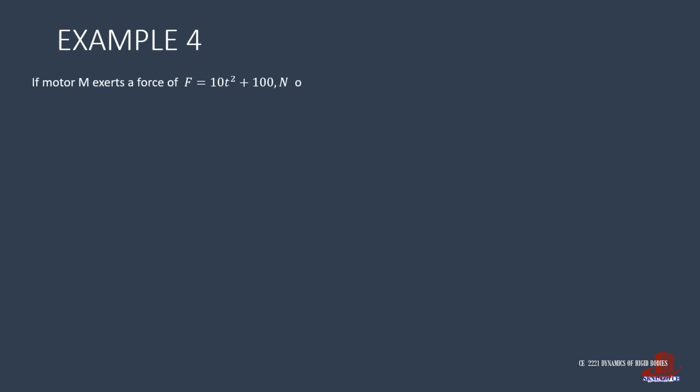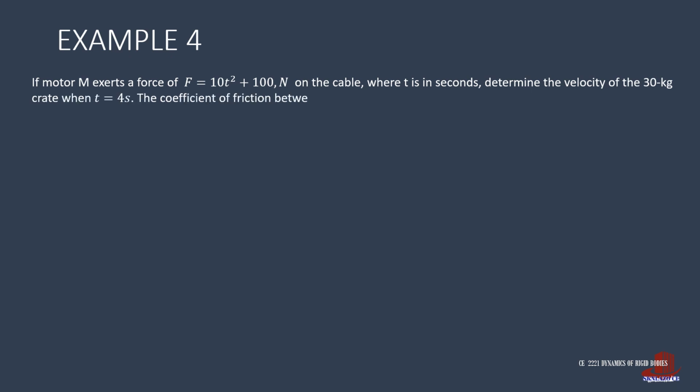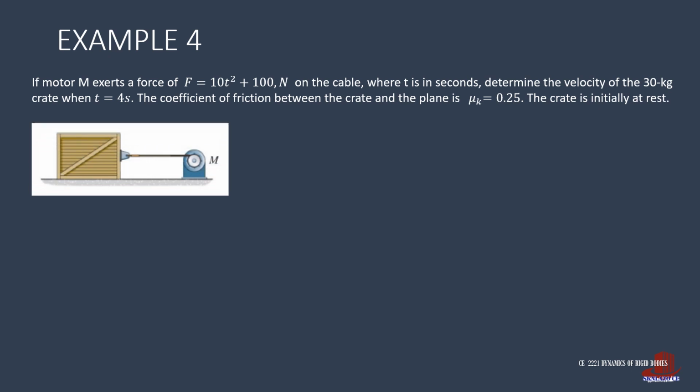The fourth example is about kinetics of particles, particularly Newton's second law. The problem states, if motor M exerts a force of F is equal to 10t squared plus 100, that would be newtons, on the cable, where t is in seconds, determine the velocity of the 30 kg crate when t is equal to 4 seconds. The coefficient of friction between the crate and the plane is mu equal to 0.25, and the crate is initially at rest. We use net force equated as m times a to solve the problem.